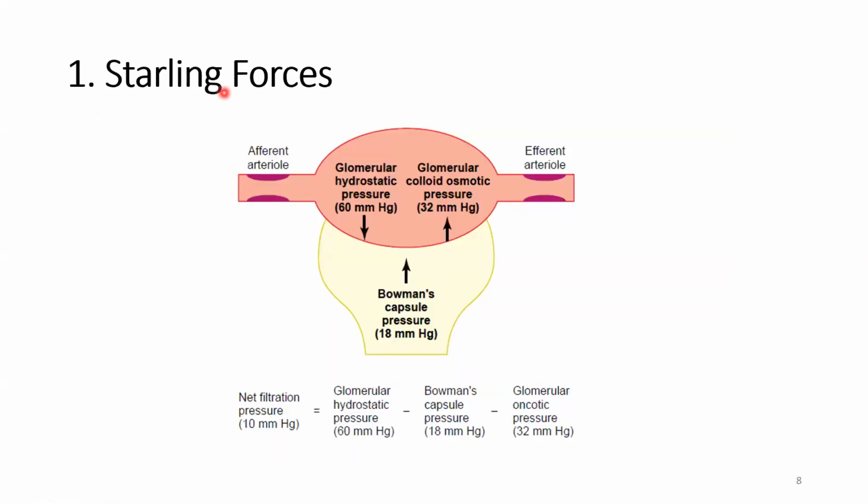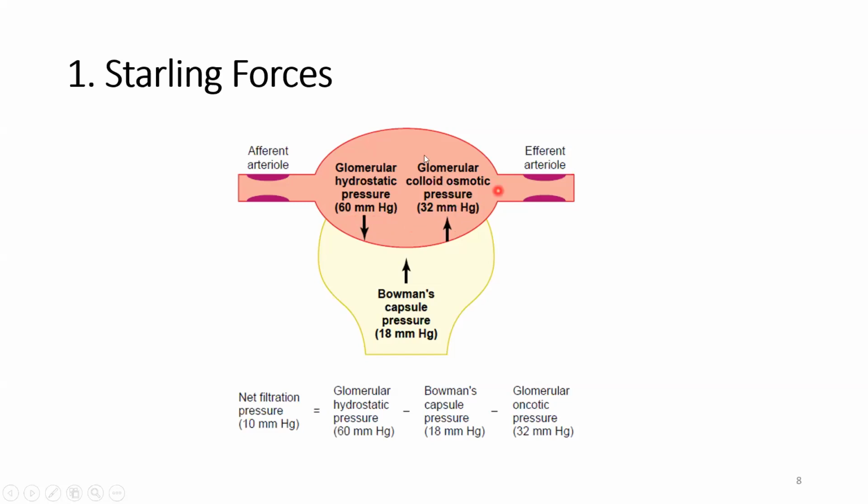So now we get this overview of Starling forces across the glomerular membrane. As I mentioned, this is a simple schematic. It shows the afferent arteriole, the glomerulus, and the efferent arteriole. In the glomerulus, he is showing glomerular hydrostatic pressure, and it shows it's 60 mmHg, which, if you remember, is around 30 to 35 in a normal capillary network. So this is clearly significantly higher than your average capillary network.